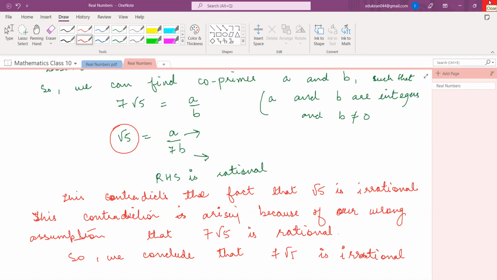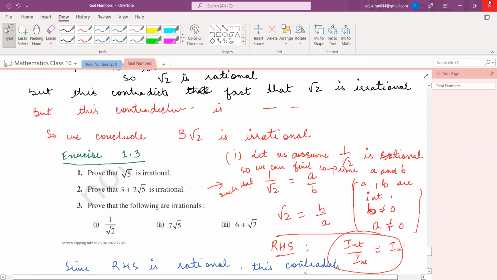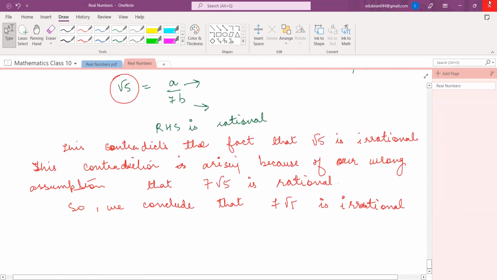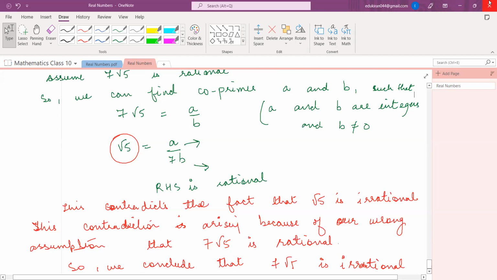I think I can leave the next one for you: 6 plus root 2, that you can do. All right, so according to me, this chapter is over. So I think we should start the next chapter from the next class. Should I start chapter number 2 or some other chapter you want? Polynomials, chapter number 2. Okay, chapter number 2 we will do.